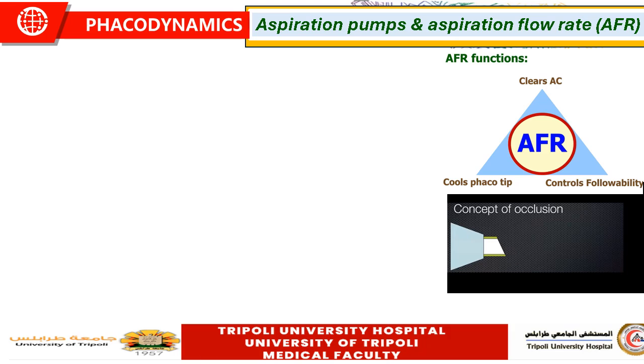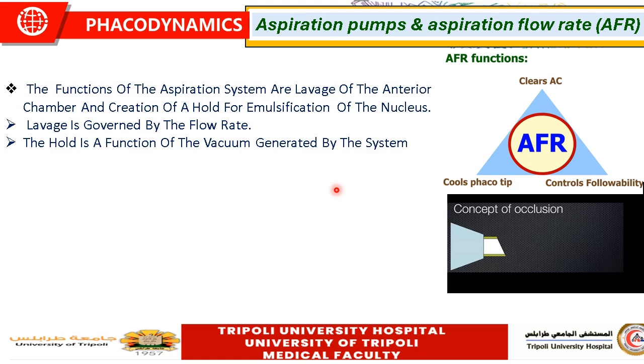Now this function is activated once we step down the foot pedal to position 2, so that we activate the pump. Based on the type of pump you are using in the system, you have both variables, the aspiration flow rate and the vacuum. If you use a peristaltic pump, usually you have direct control of the flow rate and the vacuum is indirectly controlled. If you use a Venturi pump, you have direct control of the vacuum, and the aspiration flow rate will follow and be indirectly controlled.